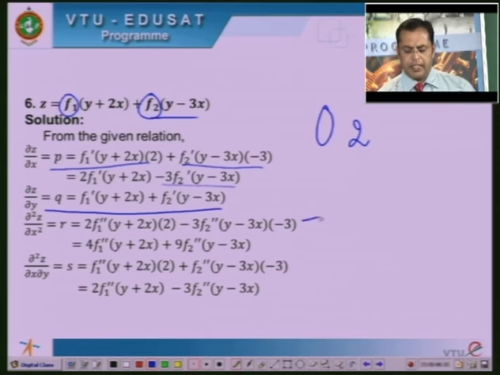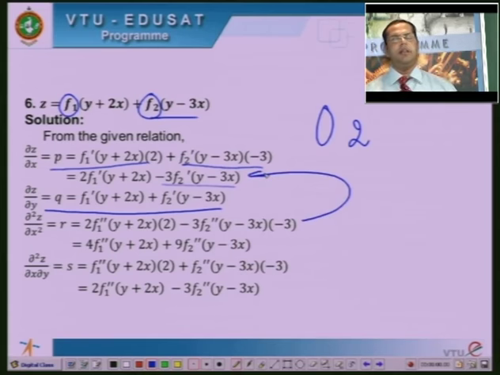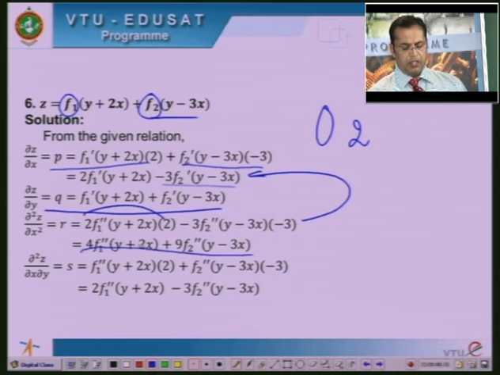We go to the next partial derivative, which is r, or dou square z by dou x square, obtained by differentiating dou z by dou x again partially with respect to x. That gives you 2 f1 double dash y plus 2x into 2 minus 3 f2 double dash y minus 3x into minus 3. On simplification, this is 2 into 2, 4 f1 double dash y plus 2x plus minus 3 into minus 3, plus 9 f2 double dash y minus 3x.